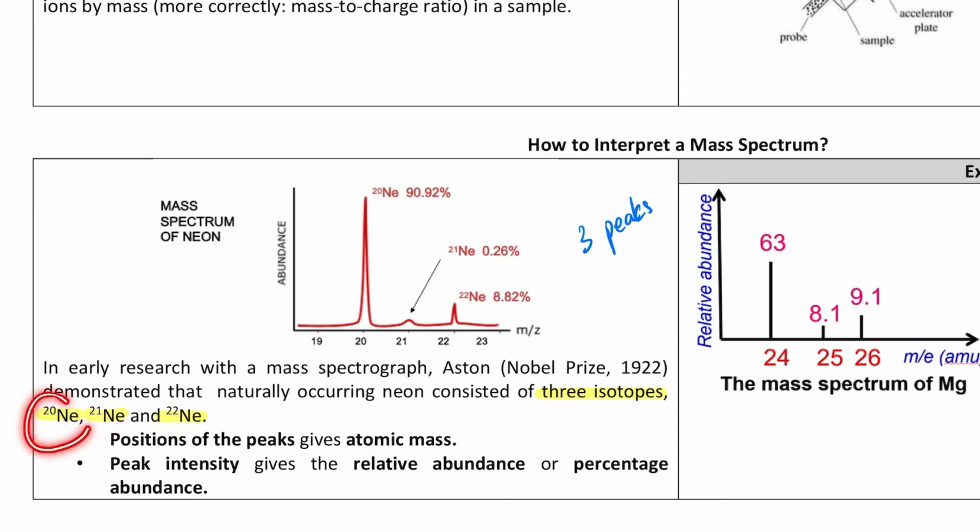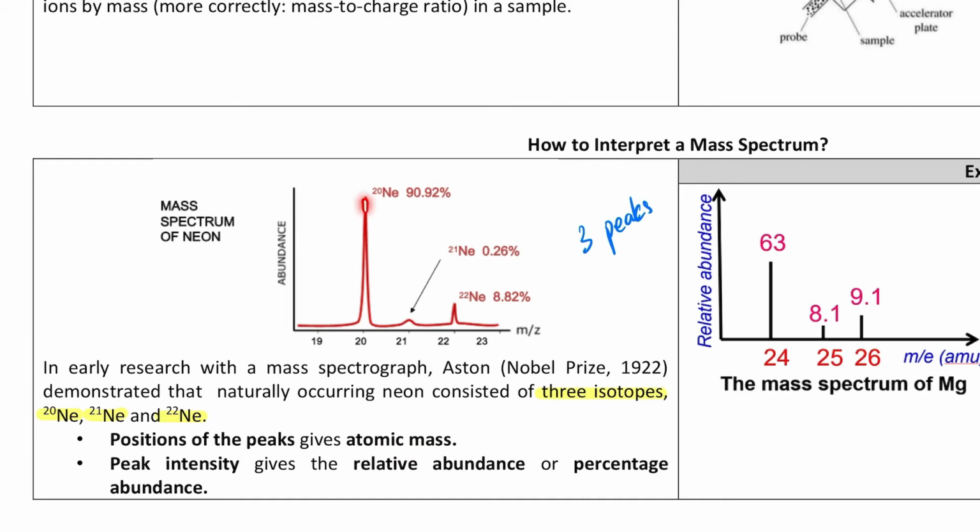Ini dia ambil dari sini lah. Neon 20 ini adalah dia punya nucleon number dia tadi tu. Ini neon 21. Neon 22. Alright, and then position of the peaks give atomic mass, yang baru saya explain tadi.